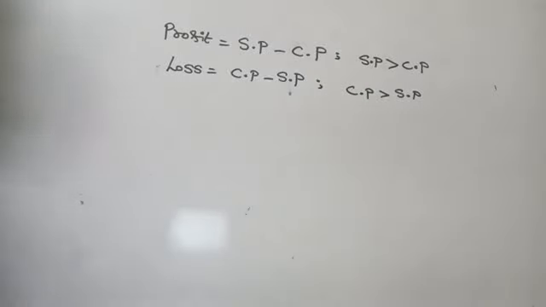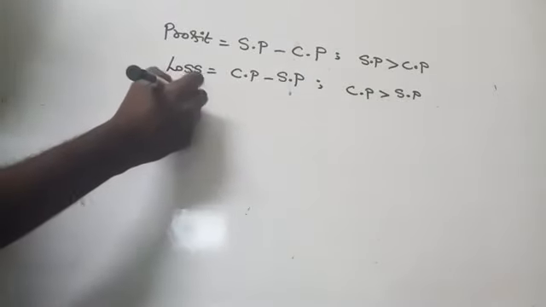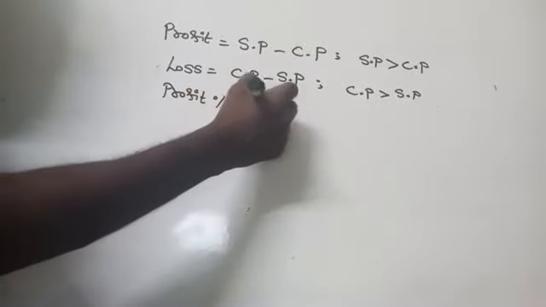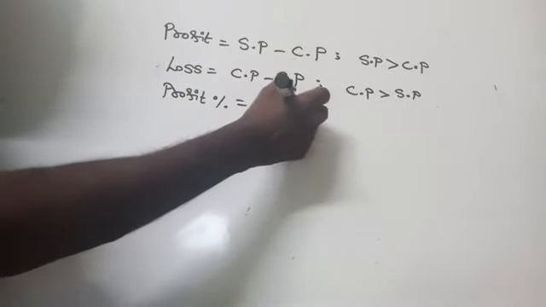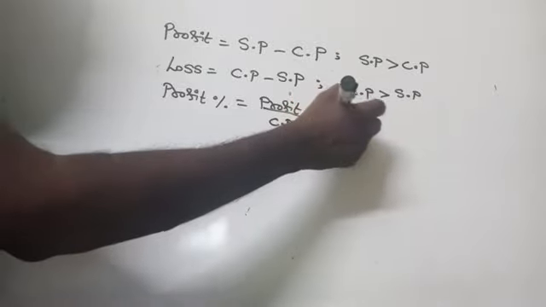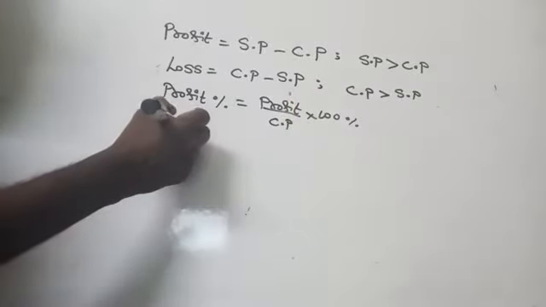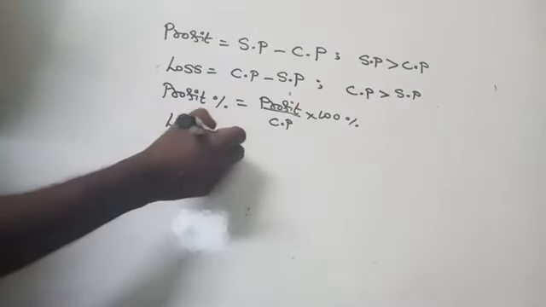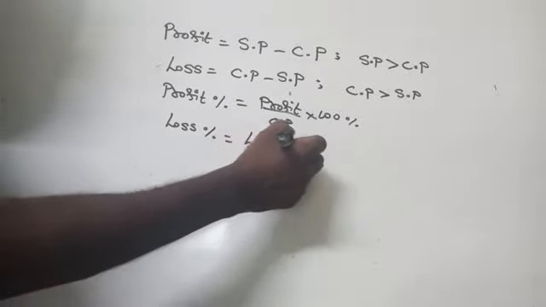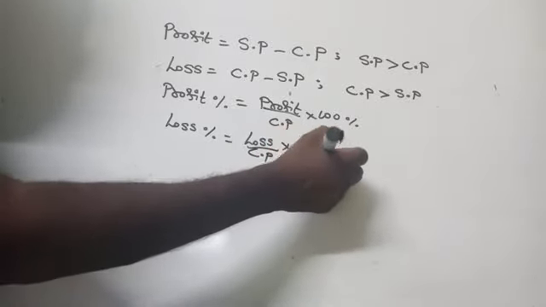Am I right here? After that, profit percentage. Profit percentage means profit by CP, where CP means cost price, into 100%. Then loss percentage means loss by CP into 100%.